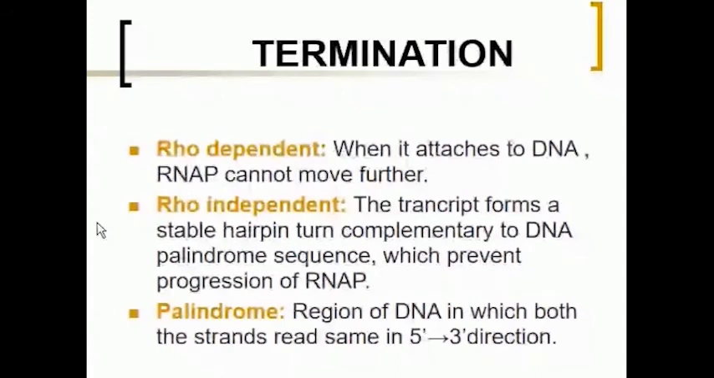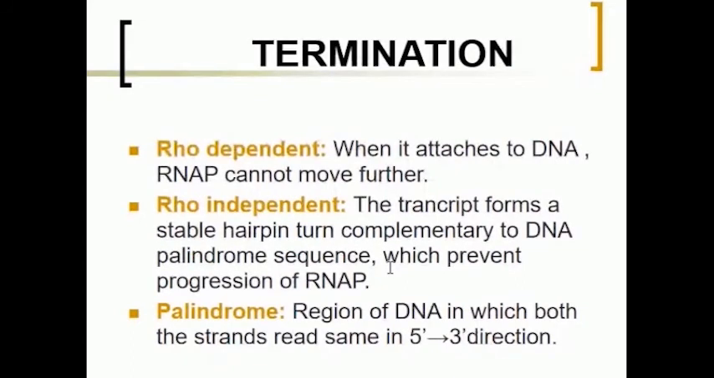And one more type of termination is present, that is called rho independent termination. So how does rho independent termination take place? The transcript forms a stable hairpin turn complementary to the DNA palindrome sequence, which prevents progression of RNA polymerase. So the RNA which is synthesized, a part of the RNA will be complementary to the other part of the RNA. So what will they do? They go and bind to each other and form a stable hairpin-like bend, which will prevent the progression of RNA polymerase.